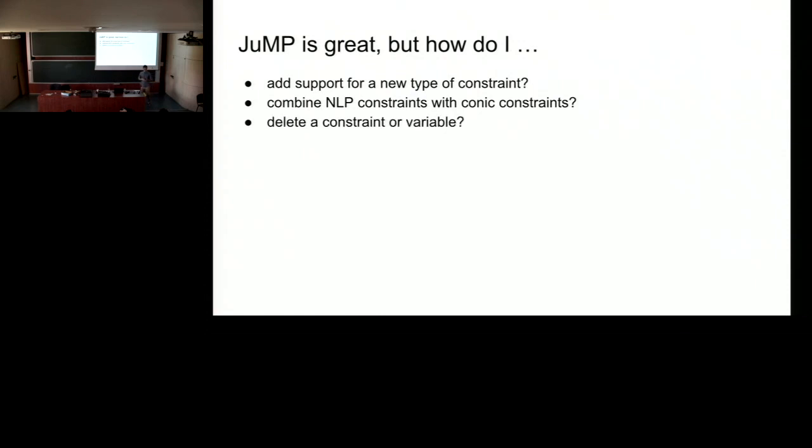How do I delete a constraint or variable? This has been a very long-standing request that we haven't been able to address because when we created the API, we indexed variables 1, 2, 3, and it's hard to delete a variable when you've decided to index variables like that. Sorry. How do I test if a solution is feasible?